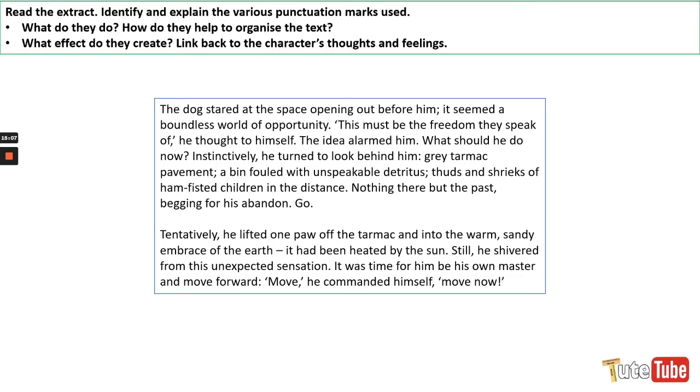Go. Tentatively, he lifted one paw off the tarmac and into the warm, sandy embrace of the earth. It had been heated by the sun. Still, he shivered from this unexpected sensation. It was time for him to be his own master and move forward. Move, he commanded himself. Move now.